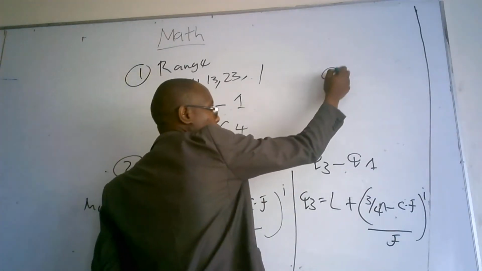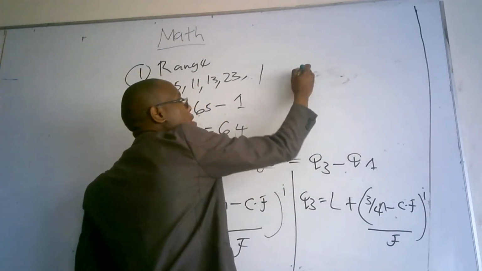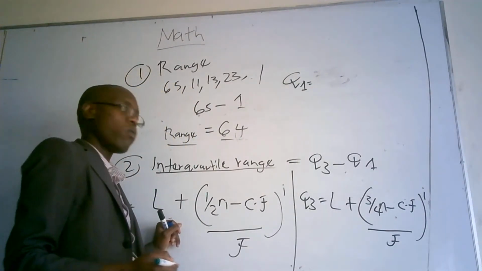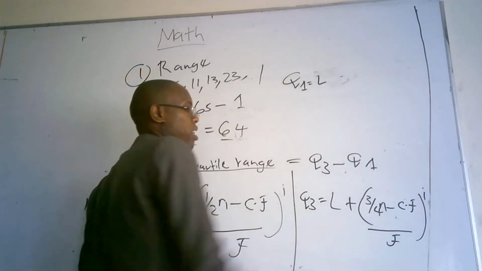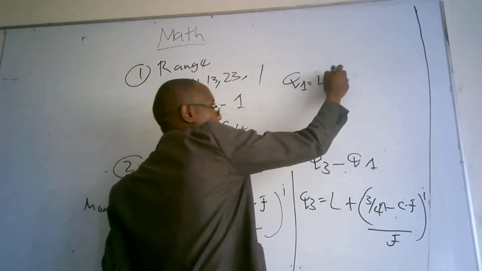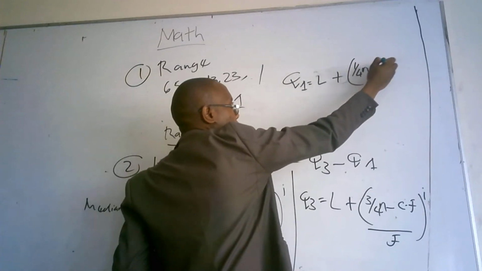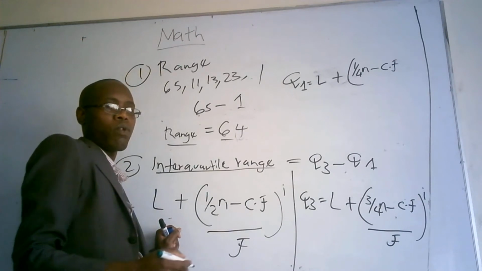Quartile 1, Q1. So Q1 will be given by the following formula. Quartile 1 will be the same formula, so it's going to be the lower class boundary plus, in brackets, 1/4 n minus the cumulative frequency above the quartile 1 class.